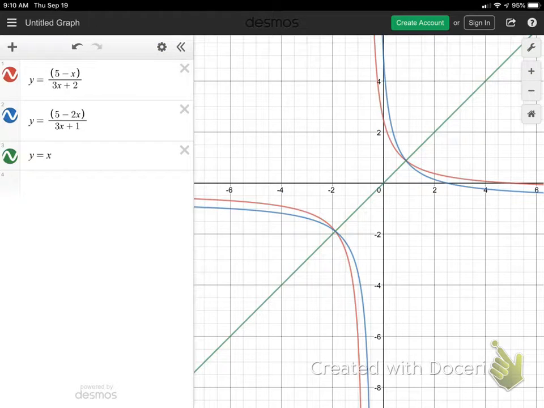So here it is. So I want to start with my red. Good luck at your track meet. Okay, I'm going to start with my red.